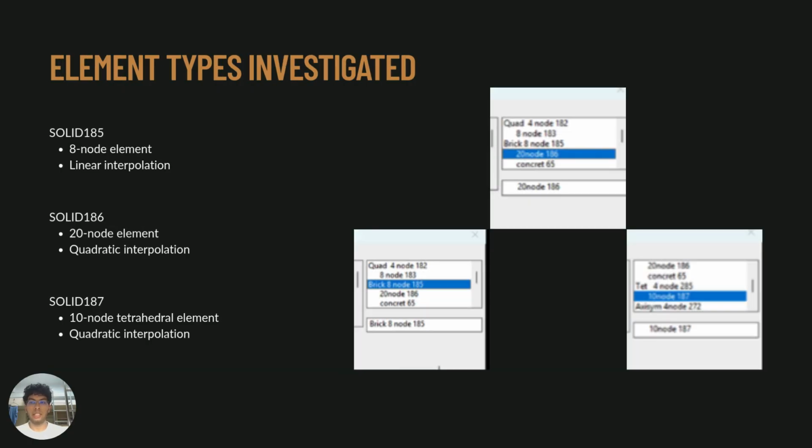In this project, three different finite element formulations were compared. SOLID185 is an 8-node linear structural element. SOLID186 is a 20-node quadratic element. SOLID187 is a 10-node quadratic tetrahedral element. The purpose of comparing these elements was to evaluate how element formulation influences convergence behavior and numerical accuracy. Higher order elements generally provide more accurate results, but require greater computational resources.